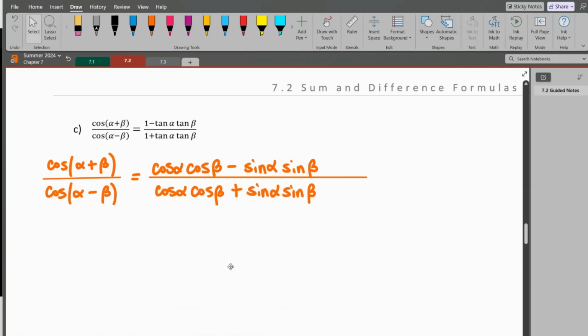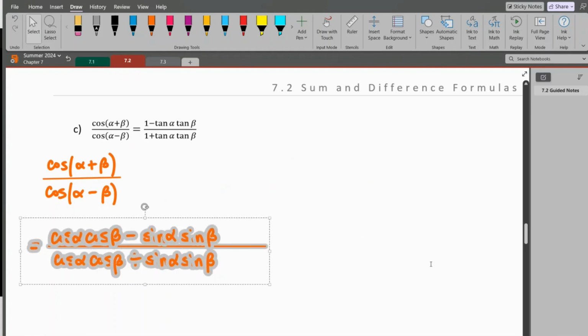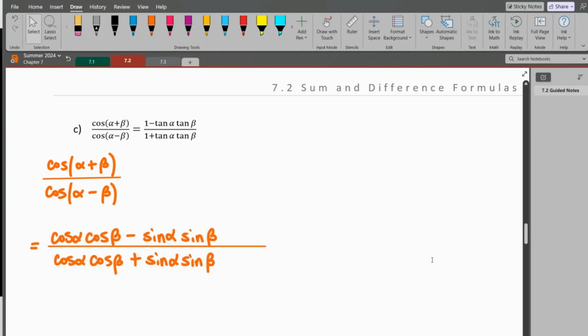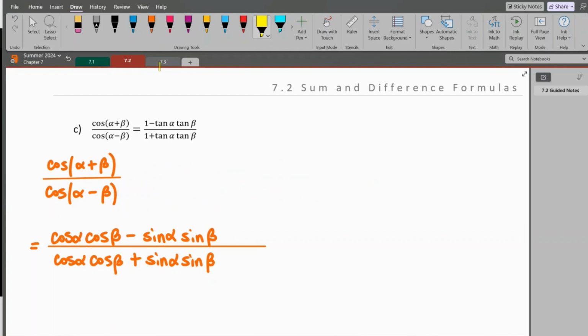All right, now let's make a note here. We want to eventually get to this. We want to somehow get some tangents in here. Well, there is a trick to this. I know that I want to wind up with a 1 here and here. That would be this spot and this spot. And notice that those are the exact same thing. They're both cosine alpha, cosine beta. So if I were to divide both of those by cosine alpha, cosine beta, they would turn into 1s.